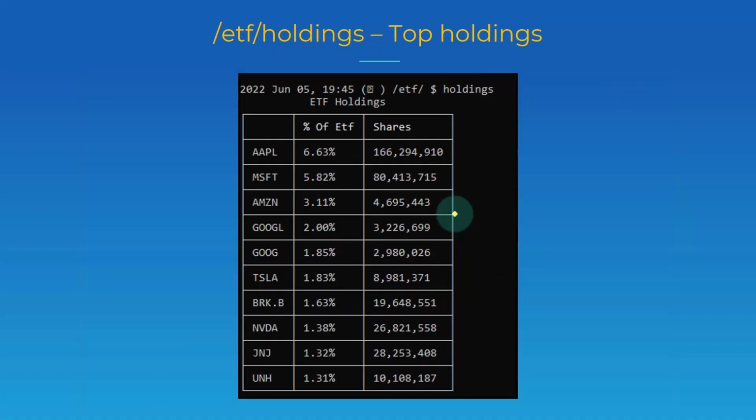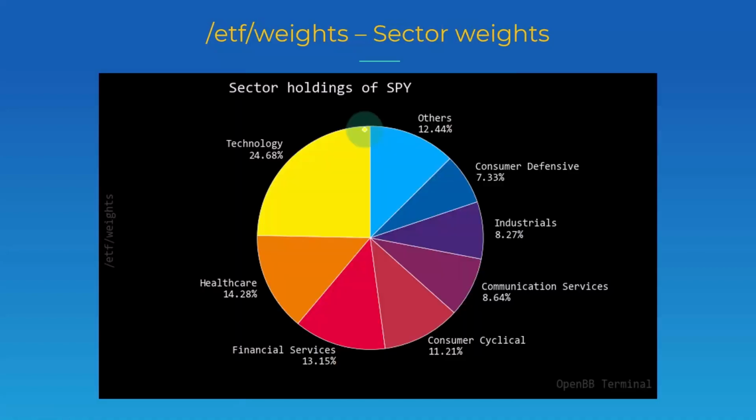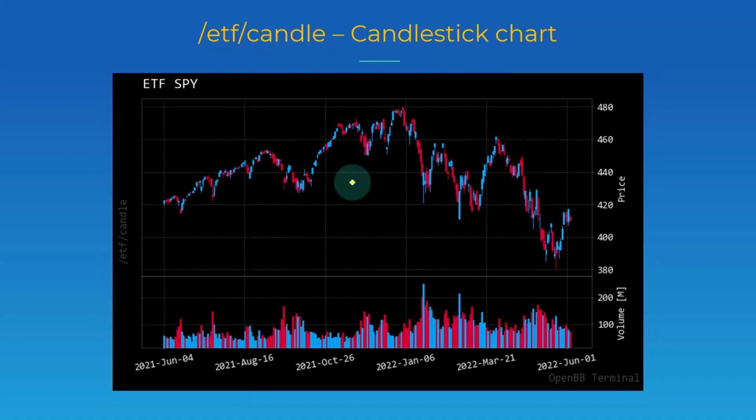Right, top holdings. In this particular case I've chosen SPY, and then for SPY I type holdings, and I can see what the top holdings are. In this case, Apple accounts for 6.63% of SPY. Here I'm using the weights command to get a visual display of the sectors for each of the holdings within the SPY ETF. You can see it's primarily technology, which is the biggest bucket. Candle chart of SPY and volume.